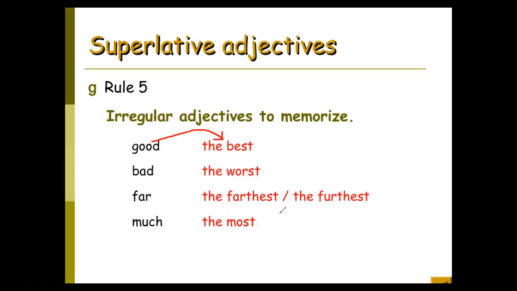Far, okay. Dar al-Fursan is the farthest or the furthest between all the other schools. Hanan has the most amount of money among her brothers. Okay, so much will become the most right here. And these are the rules of superlative and comparative adjectives.